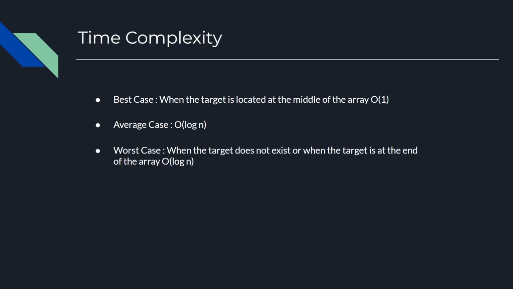Now let's talk about the recursive binary search time complexity. Like the iterative version, the time complexity of binary search is O of log n. For the best case, when the target is located at the middle of the array, it will be constant time, meaning it will be big O of 1. For the average case, our time complexity is O of log n. For the worst case scenario, when the target does not exist or when the target is at the end of the array, it will be O of log n.